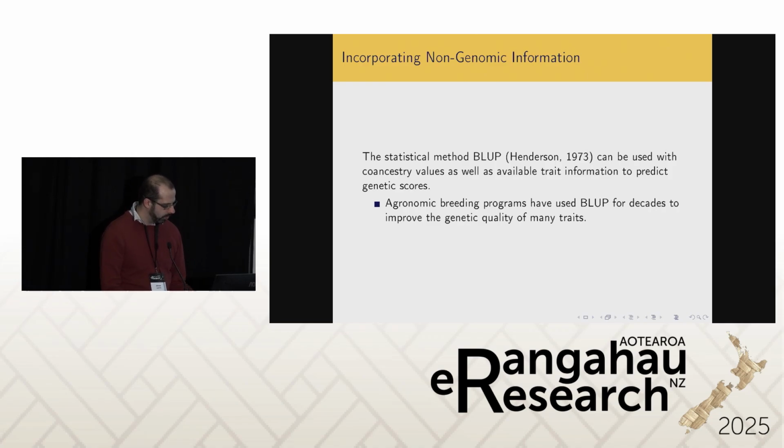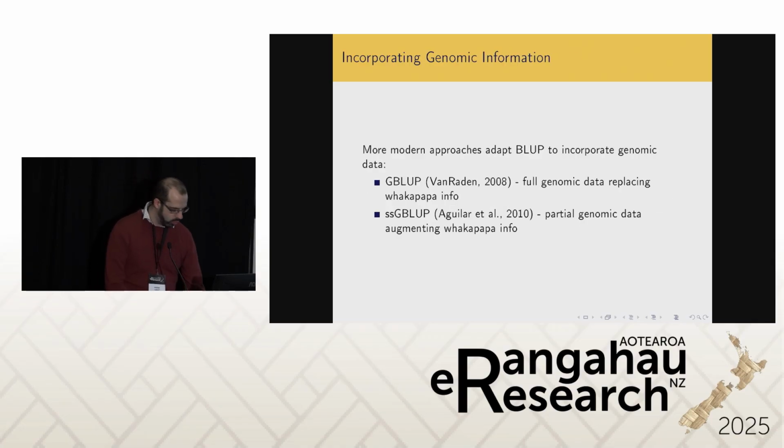So, more modern approaches, I'm going somewhere with this, this is the preamble. More modern approaches are adapting this by using some genomic information. So 15-ish years ago, 17 years ago, GBLUP was proposed, which is estimating the co-ancestry between individuals based on genomic information. There's also a more modern approach called ssGBLUP, which is estimating it from your full whakapapa combined with some genomic information.